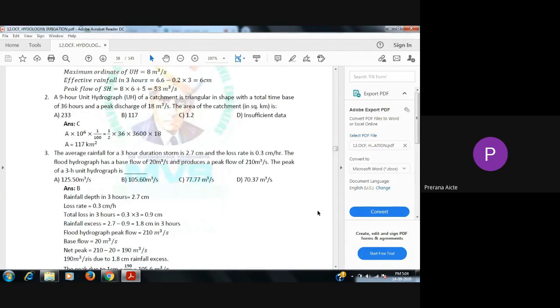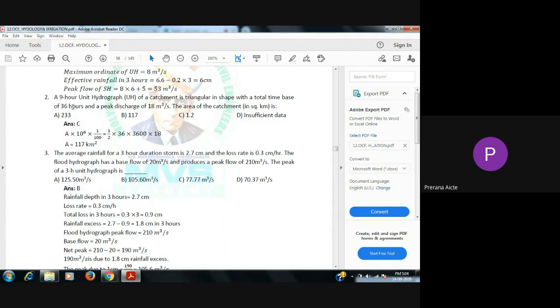Let's take this question. A 9-hour unit hydrograph, developed due to effective rainfall of 9 hours. If a catchment is triangular in shape, with a total time base of 36 hours and a peak discharge of 18 meter cube per second, try to draw the triangle itself. So the triangle base is 36 hours. If you draw the triangle, the peak discharge means the highest point, that means 18 meter cube per second. The area of the catchment in square kilometer is asked.